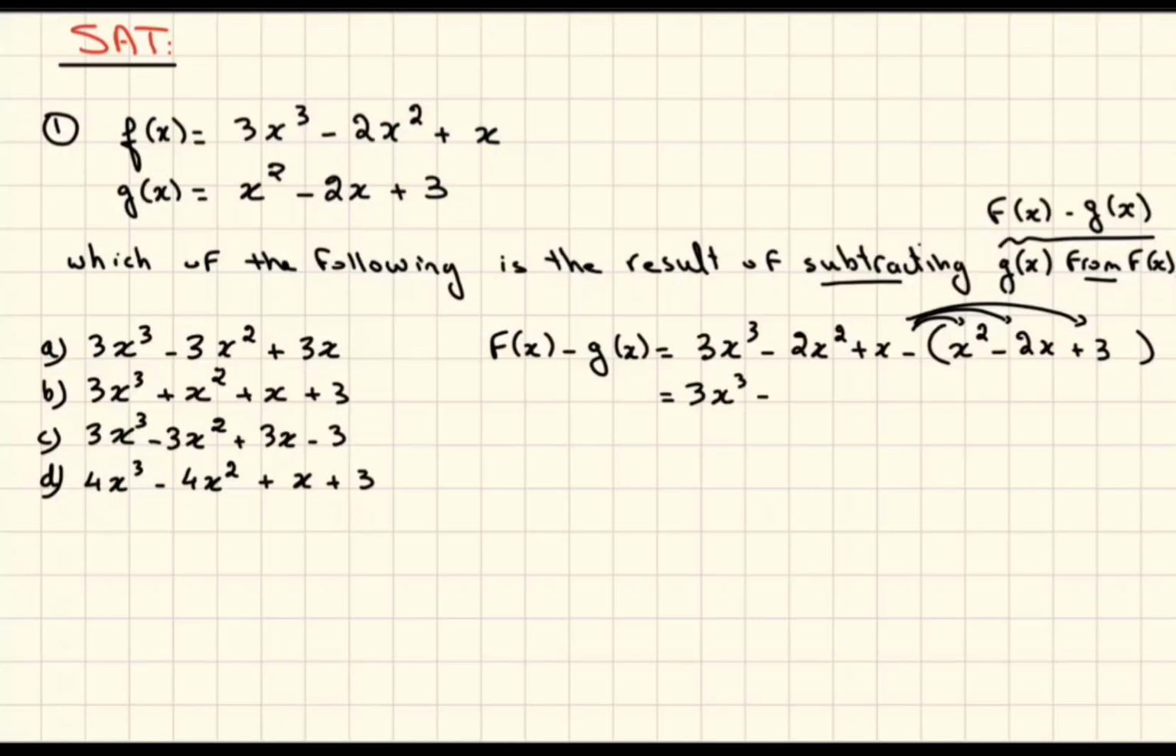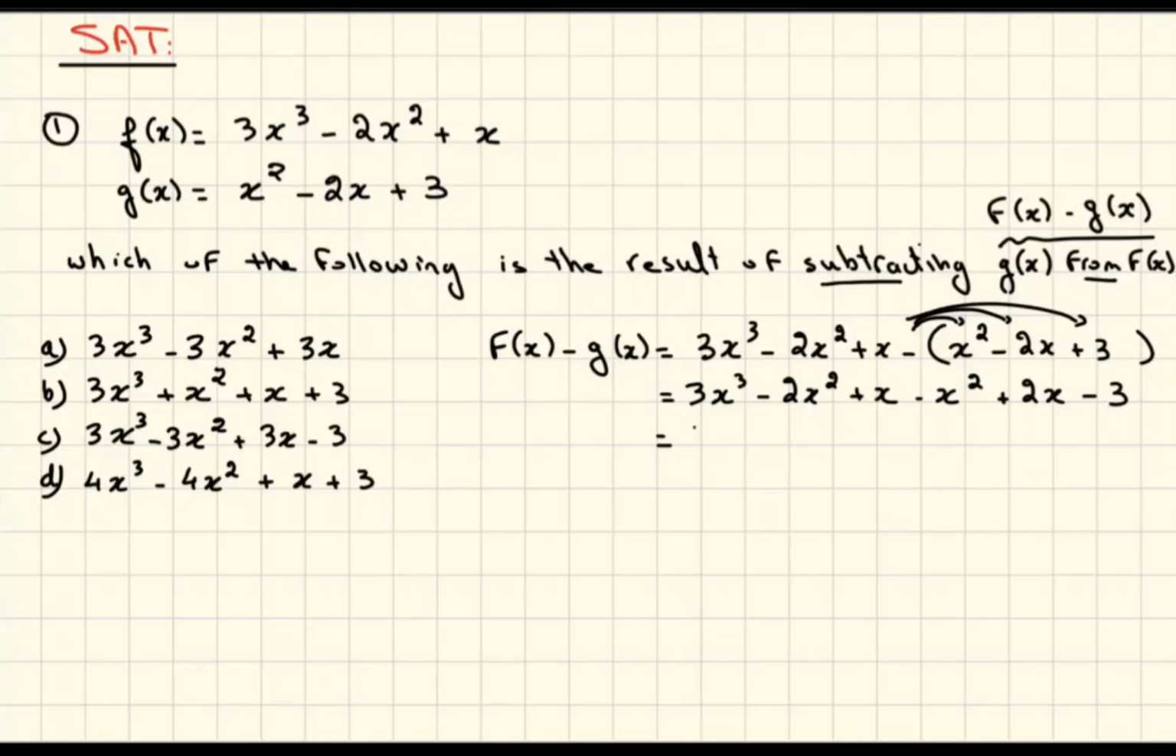So 3x cubed minus 2x squared plus x. Now minus multiplied by x squared will be minus x squared. Minus multiplied by negative 2x will be positive 2x. Minus multiplied by 3 is negative 3. Equals. Now I'm gonna combine the similar terms or like terms.